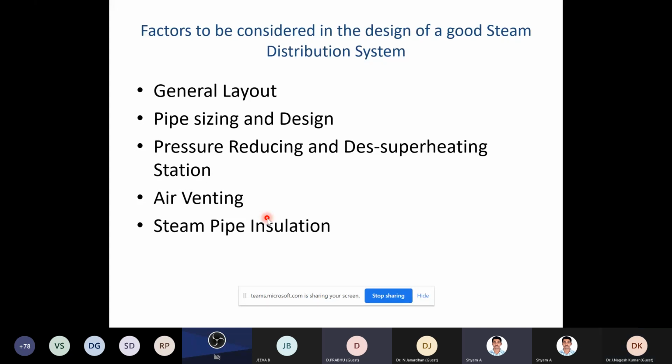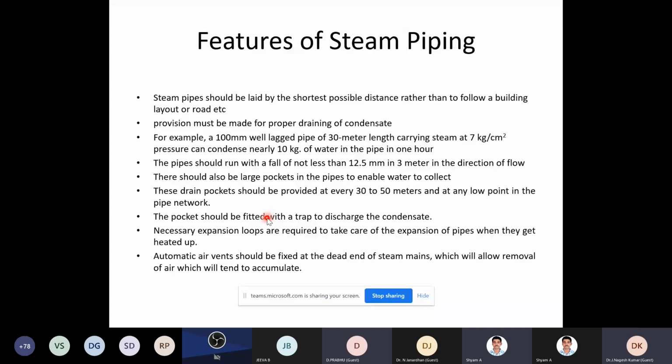So, firstly, when we see the features of steam piping, like any other fluid, steam pressure loss depends on the velocities. Okay, so we need to see the velocities within the limit, and also when the steam is moving around, there should be facility for proper draining of the condensate.